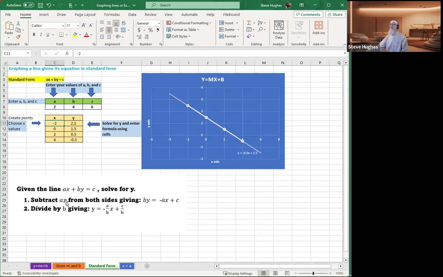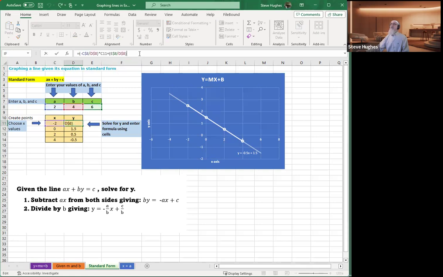How do I do that? I subtract ax from both sides, and I get by equals -ax plus c. I divide by b, and I get y equals -a over b x plus c over b. Watch, everybody. This first ratio, -a over b, what is that? That's my slope. How do I know? It's the coefficient of x. The next ratio, c over b, is what? It's my y-intercept.